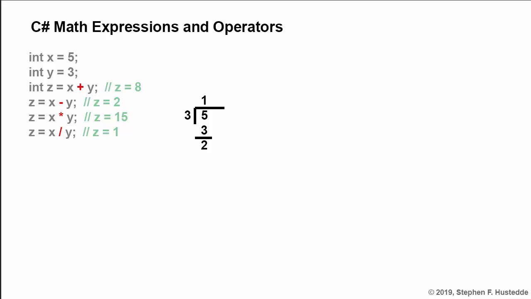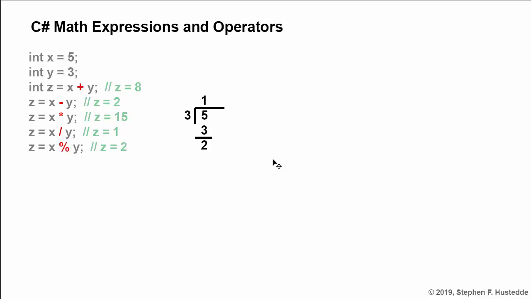It doesn't matter whether z is an integer or a double value or a float value. The operation on the right-hand side of the equal sign would generate an integer value. So if z was a double, z would be equal to 1.0. Now the fact that z is an integer, and if we did a non-integer division, it would round to the integer. So 3 goes into 5 one time, that's the z equals x divided by y.